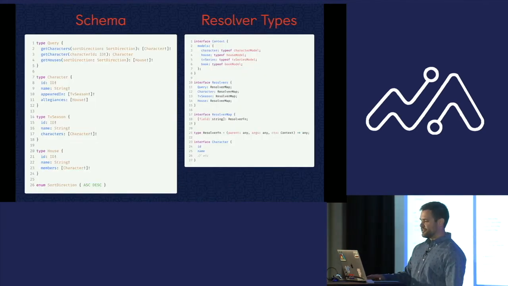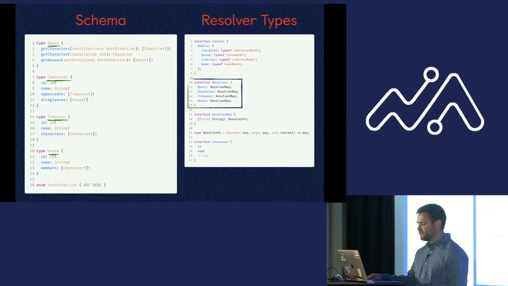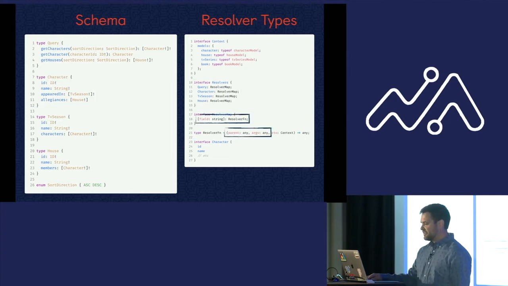So let's go back to the server resolver type again and compare it with the schema. And look at all the manual duplication we have here. The entities are duplicated, the resolver object is duplicated, and our resolver map and resolver function arguments are typed with any. It doesn't give us much confidence.